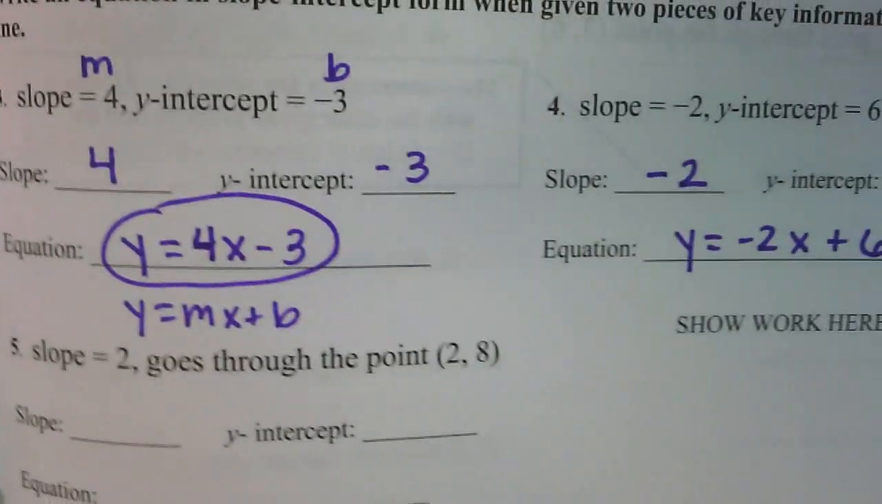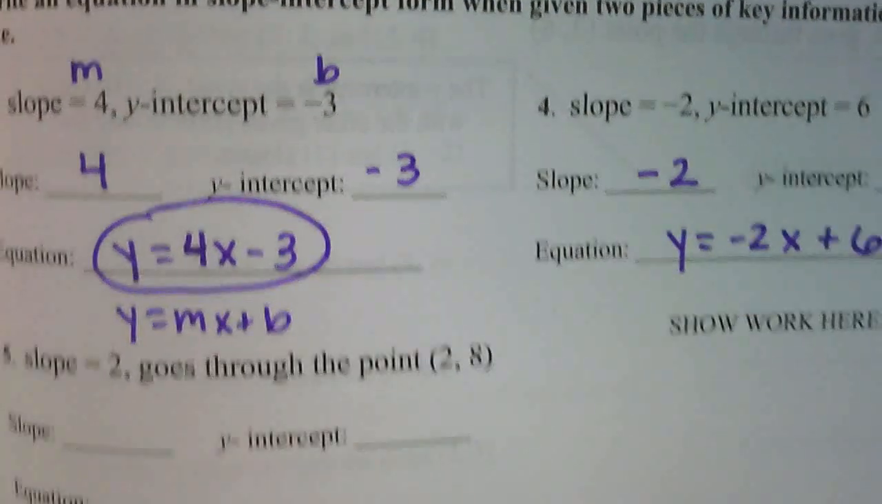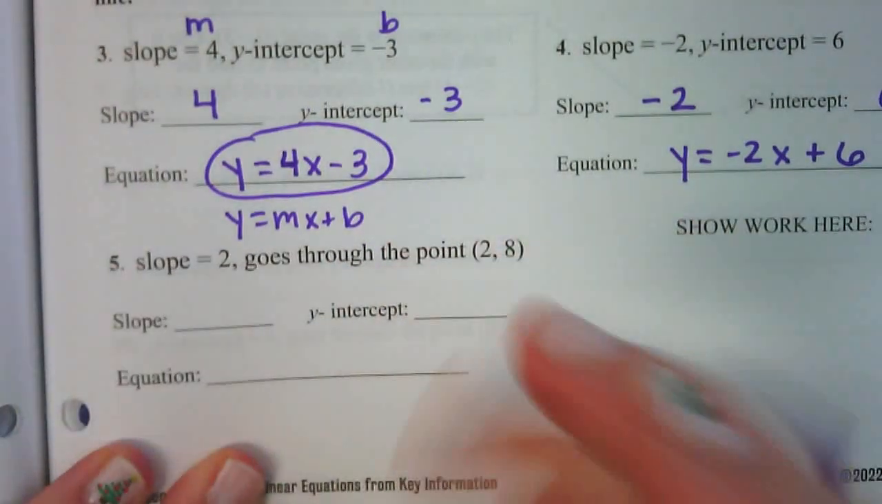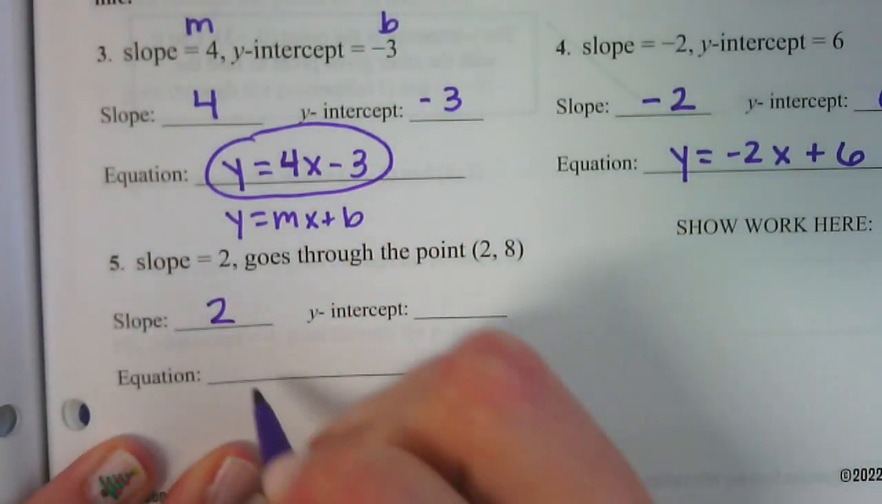Okay, our last question on this page gives us some different information. So this is a different type of problem. Okay, our slope is 2, so we definitely know that.